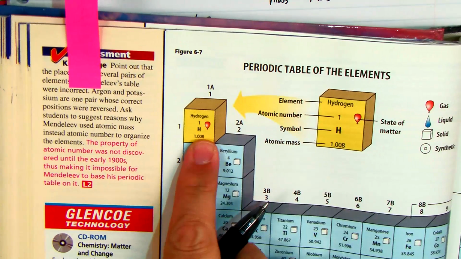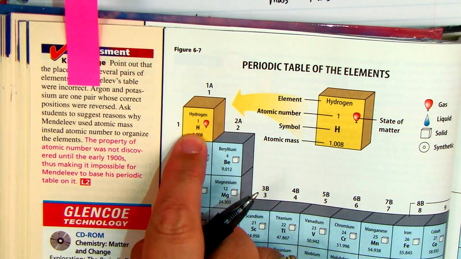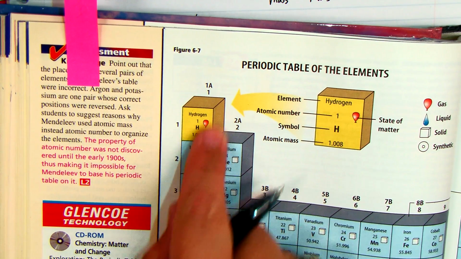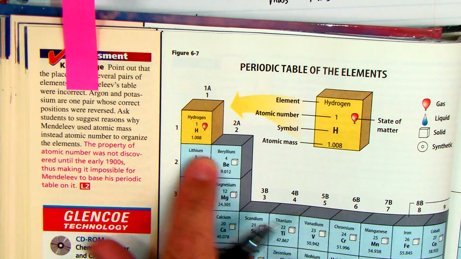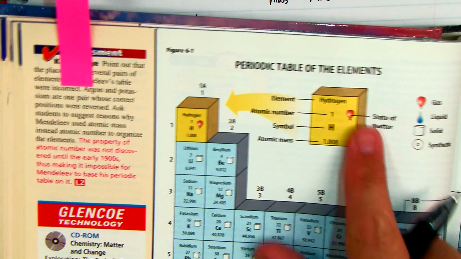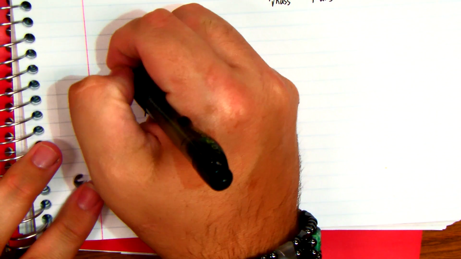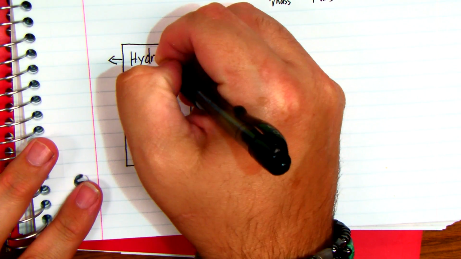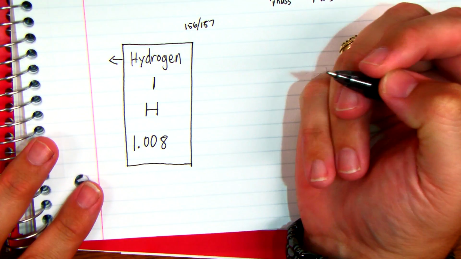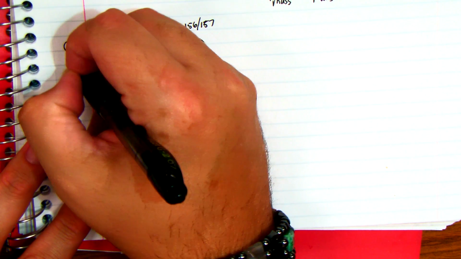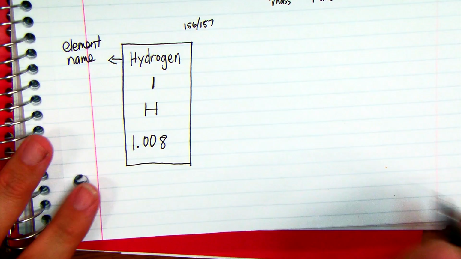hydrogen, it says hydrogen, 1, H, and 1.008. And the thing is, we need to know what all of these are. We're not going to worry about states of matter quite yet, but we need to know what these numbers stand for. First off, the easy stuff. Hydrogen, what are we going to call that? Yeah, the element name. So it's the name of the element.